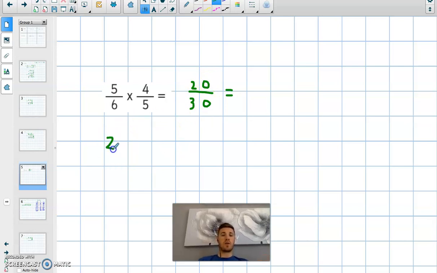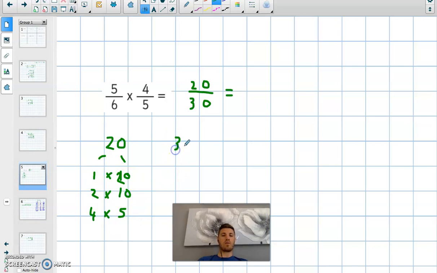So finding the highest common factor, we need to find all the factors of 20. So 1 multiplied by 20 is one factor pair. 2 multiplied by 10 is another factor pair. Can anything else go in there? Well, I know that 4 multiplied by 5 also equals 20. There's another factor pair. That's as far as I can go.